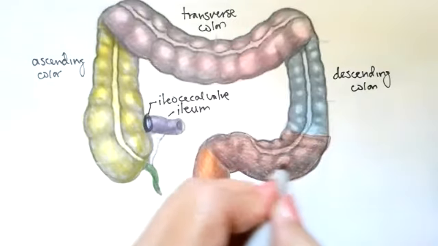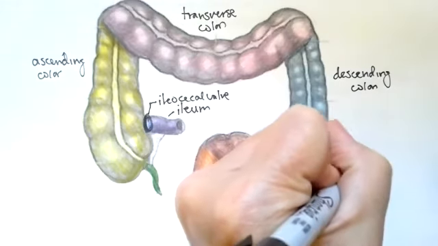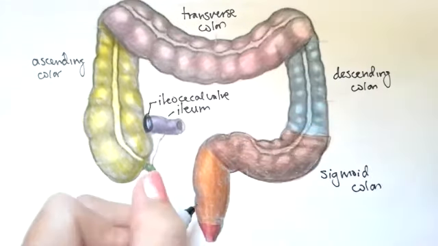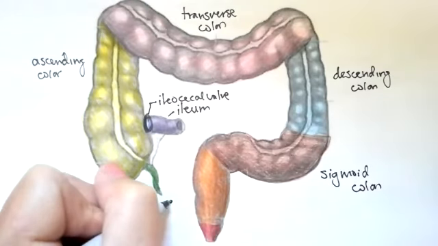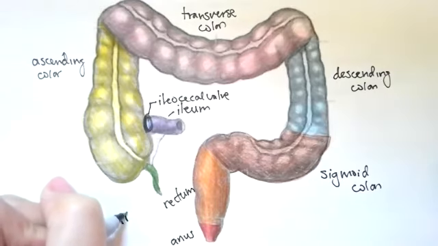This area of the colon, it looks a little bit like an S, so this is called the sigmoid colon. In orange, I have the rectum. And in red, I have the anus. And then over here in green, I have the appendix.